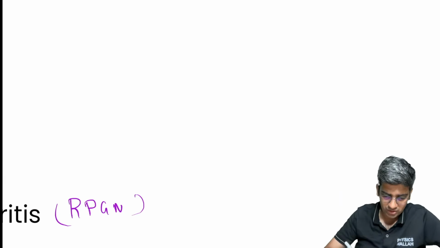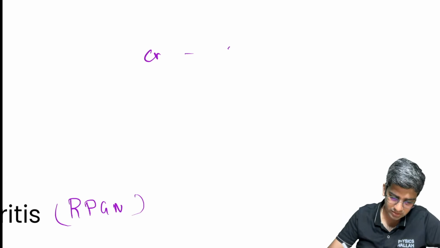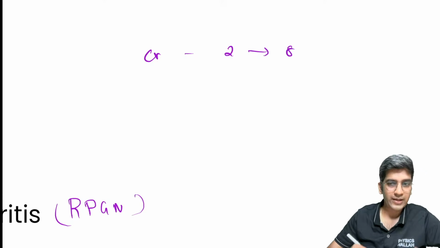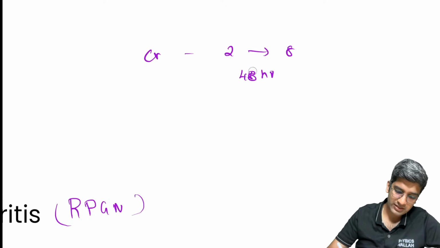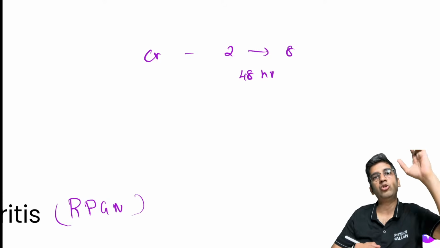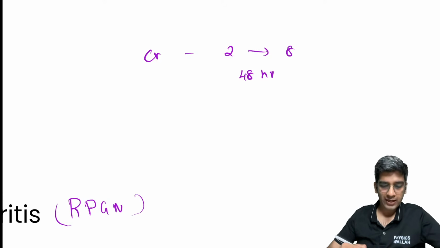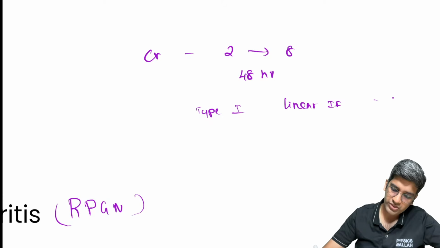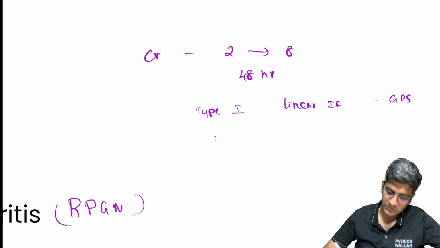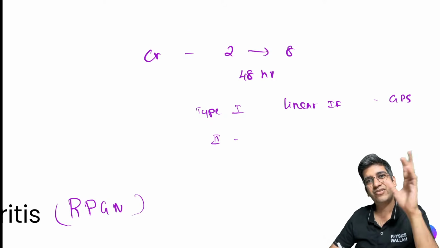When you have a history of creatinine becoming like 2 to 8 or 2 to 9, a rapid progress within 48 hours. If the progress happens in 30 days, 1 month, it is not RPGN. RPGN is sudden, rapid. It should not happen in 2 months or 3 months. Sudden progress, I get an RPGN. I have 3 types of RPGN. Type 1 has linear immunofluorescence, seen in Goodpasture syndrome only. Type 2, rest everything is type 2.